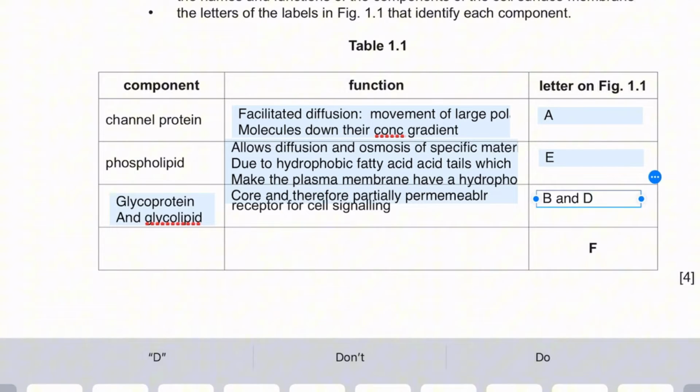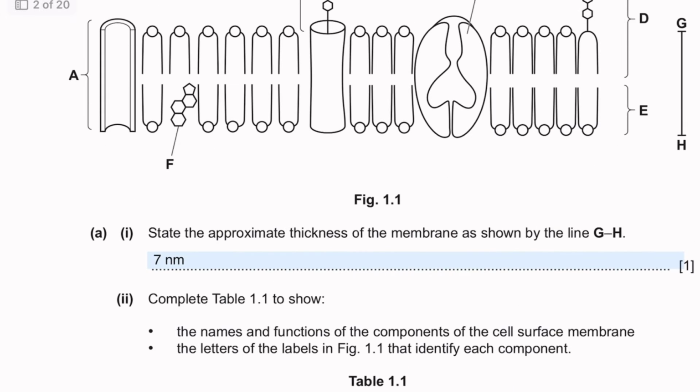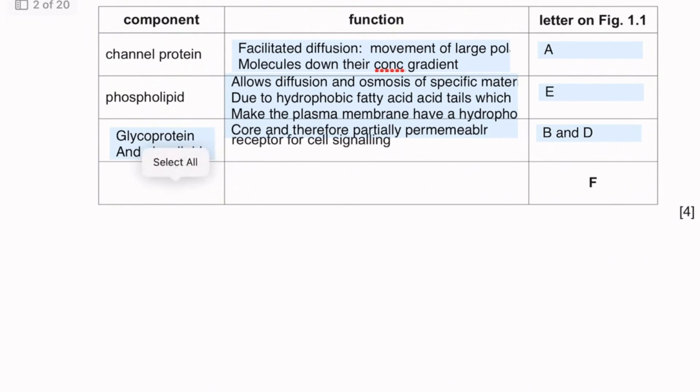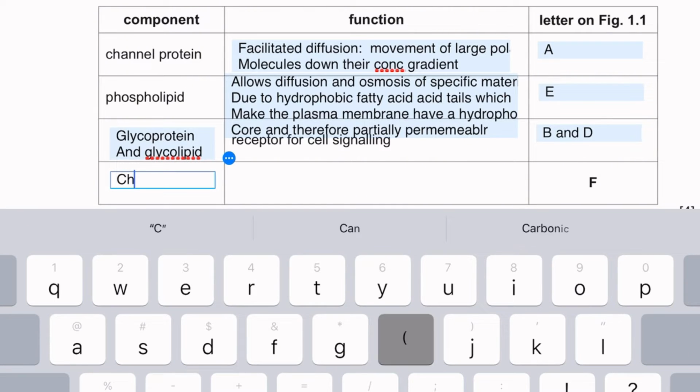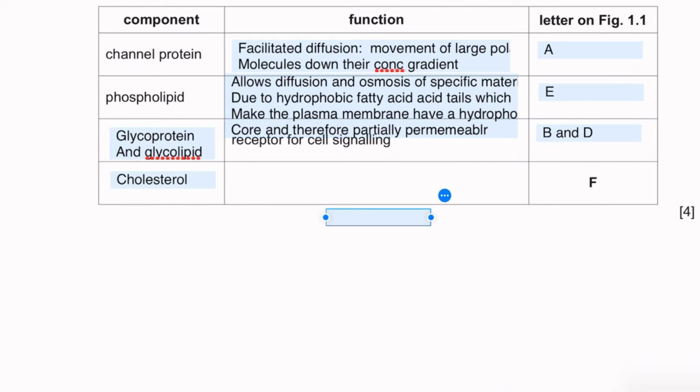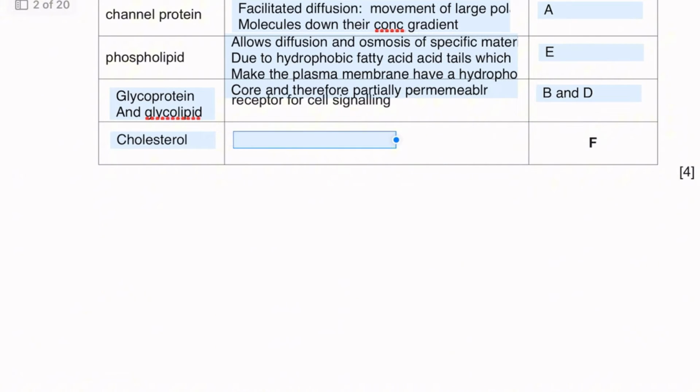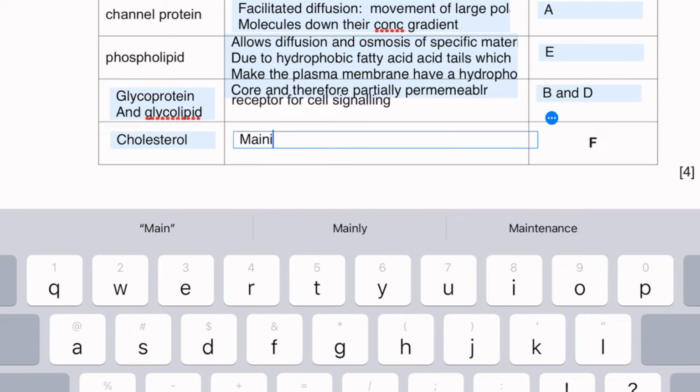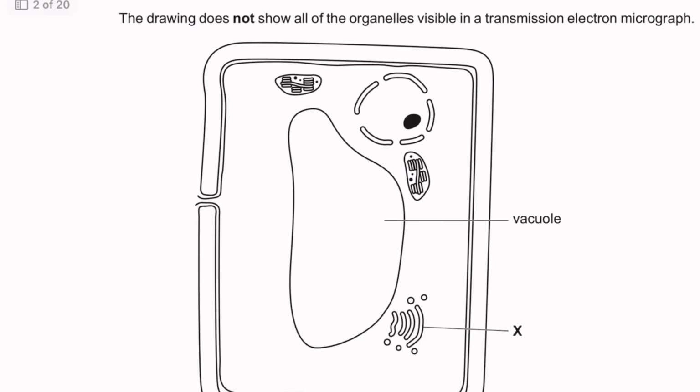Okay, moving on, you have letter F. What's letter F exactly? It's cholesterol. So we add here a text box to mention it's cholesterol. What's the function of cholesterol? There's a bunch of functions, one of which will be maintaining the stability of the plasma membrane and maintaining the fluidity of the plasma membrane. So let's write this down: maintaining fluidity and stability of the plasma membrane, especially when there are temperature changes.